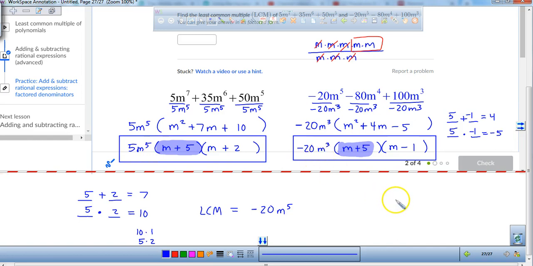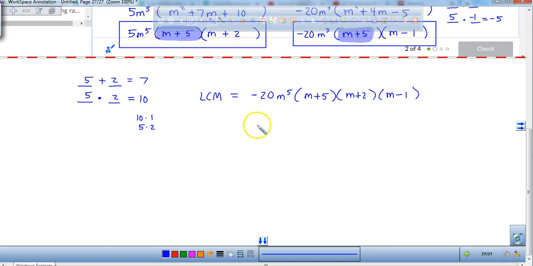Denominators, if we had to add, if these were the denominators of a fraction. The next factor I'm going to put is m plus 5, because that's common to both. And then I'm going to add an m plus 2, and then finally I'm going to add an m minus 1.